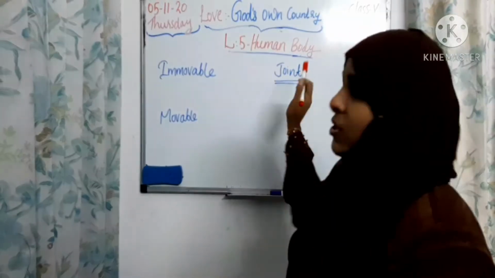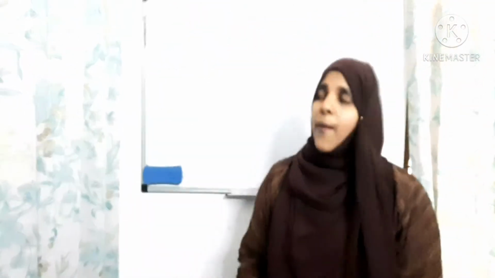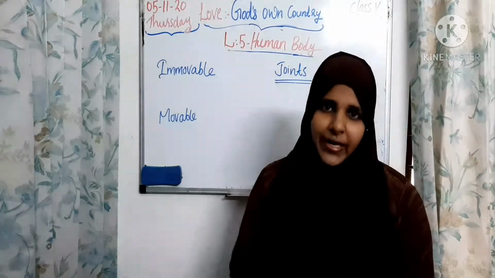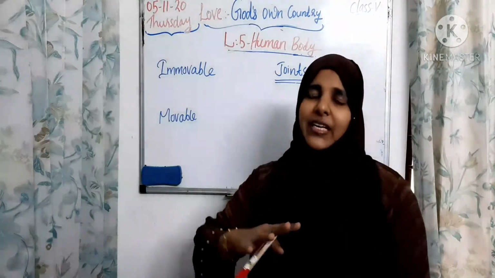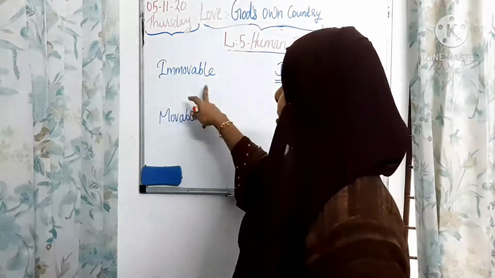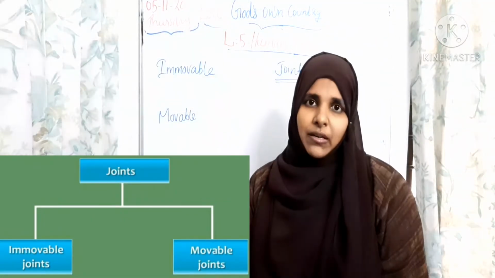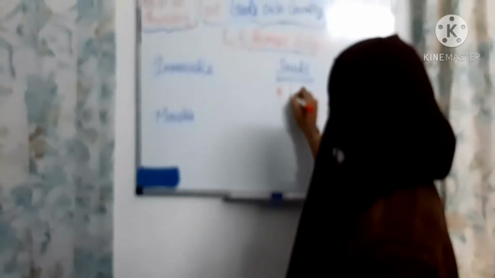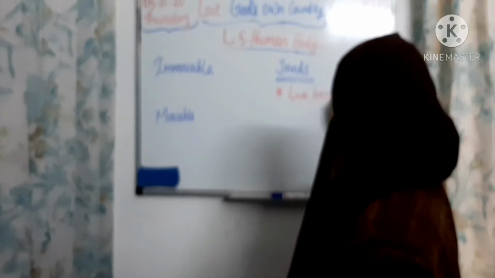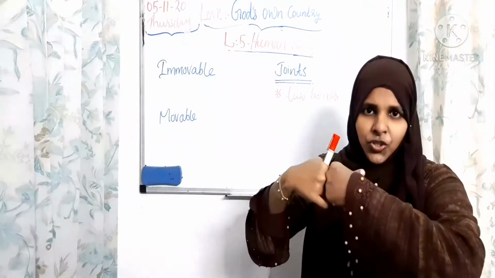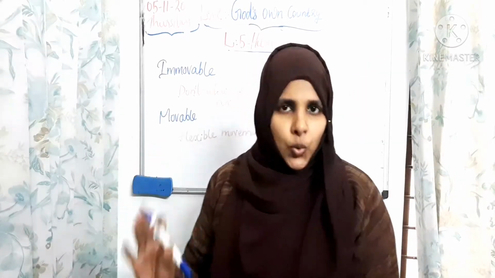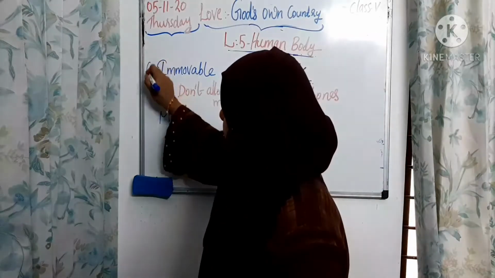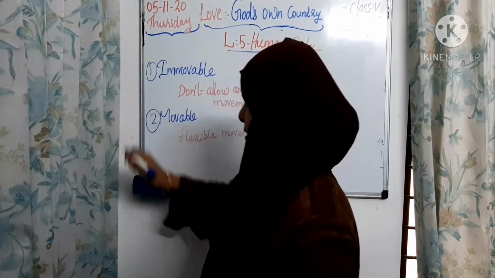So in this session, I'm going to teach you about the different types of joints in our body. We have two types of joints. What are they? Movable and immovable joints. From the word itself, movable can easily move, right? But what is immovable? It is not flexible. It cannot move. A joint is a place where two bones are linked together. So joints are of two types: immovable joint and movable joint.